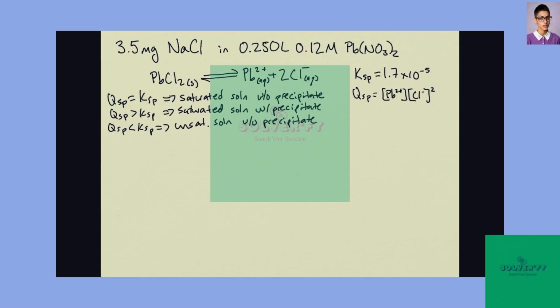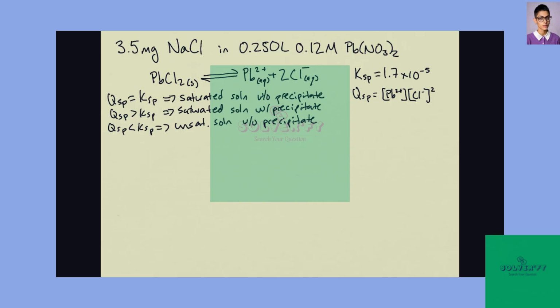This is because a greater Qsp means that we have more of these ions from this Qsp expression. So the equilibrium will shift to the left by Le Chatelier's principle. If we have a Qsp that's less than the Ksp, then we have less of these ions, meaning the reaction will shift to the right, and so we won't have any of this solid precipitate. If the Qsp is equal to the Ksp, then our system is in equilibrium, so it'll be a saturated solution, but no solid precipitate will form. So now let's do the calculations so that we know which of these is true.